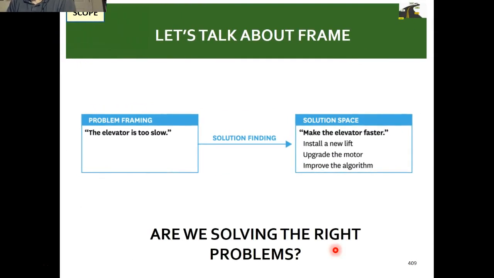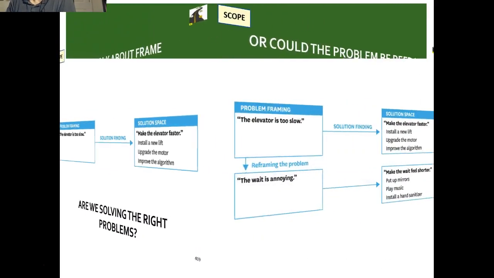So let's talk about Frame, which defines this. This has been the McKinsey engagement. It's something that McKinsey and Company really emphasize in consulting. Example: the elevator's too slow. The solution is, well, let's make it faster, okay? And these are the ways you can do it. But the question is, are we really solving the right problem?